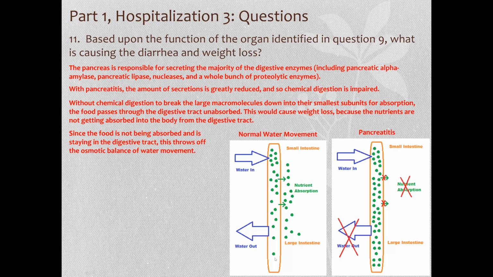Now let's see what happens in pancreatitis. Remember, we're not getting chemical digestion because we're not secreting the digestive enzymes from the pancreas. So without chemical digestion, we're not getting nutrient absorption, right? We're not breaking these things down into small enough pieces that they can be absorbed across the digestive epithelium. Remember, that was what caused the weight loss, because he's not able to absorb any nutrients. But that also means that the solute concentration inside the digestive tract stays high all the way through because the solutes are not being absorbed.